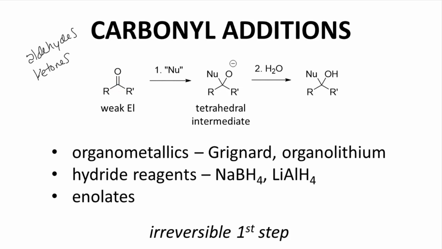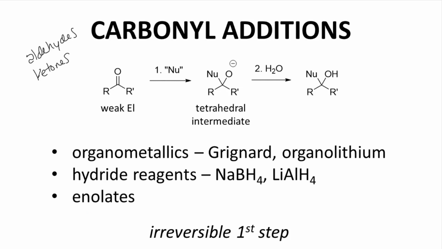The best nucleophiles for these reactions are the organometallics, like a Grignard reagent, and the hydride reagents. Enolates are also excellent carbonyl nucleophiles. In general, the nucleophilic attack is irreversible, or at least very strongly favors the tetrahedral intermediate. Favoring the intermediate requires an unstable, highly reactive nucleophile.